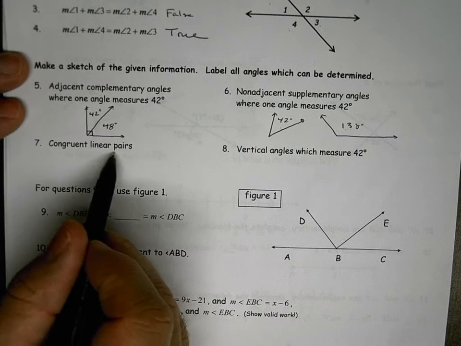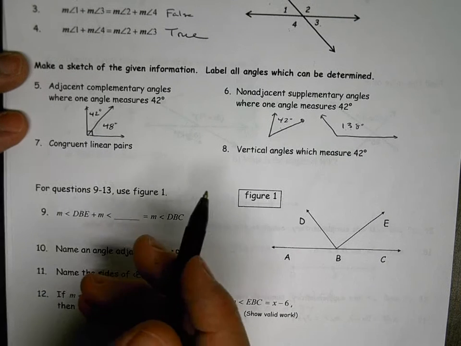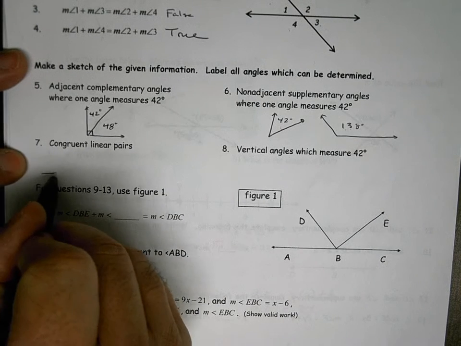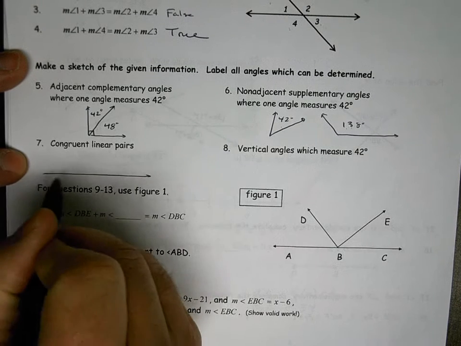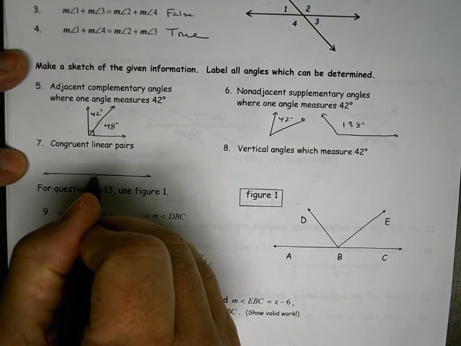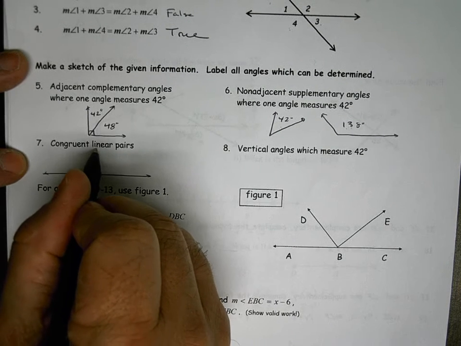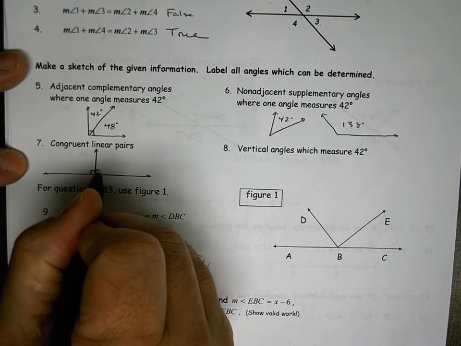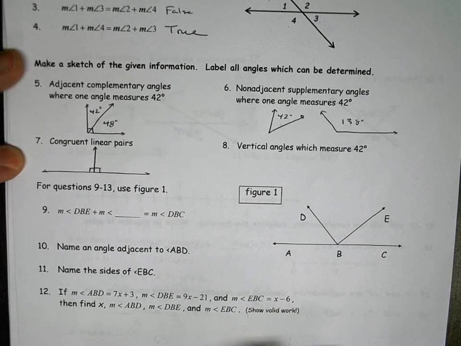Number 7, congruent linear pairs. Okay, a linear pair is a couple of adjacent angles whose sum is 180 degrees. If they're congruent, it has to be two 90-degree angles.